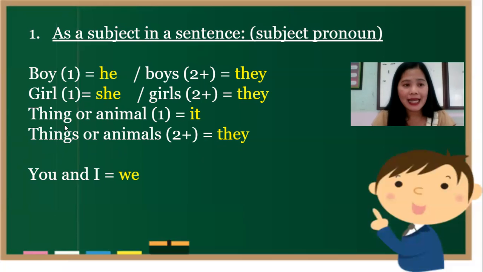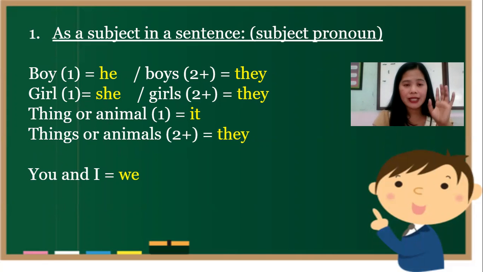Again, boy only one, he. Girl only one, she. Thing or animal only one, it. Boys, many, they. Girls, many, they. Things or animals, many, they. All right, very easy.